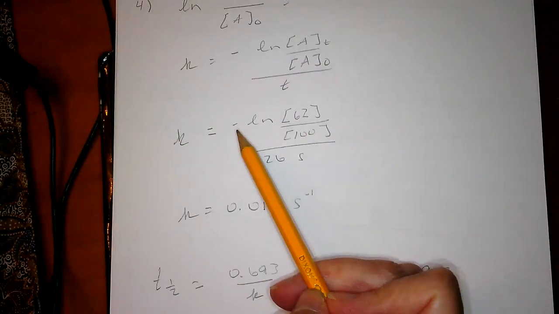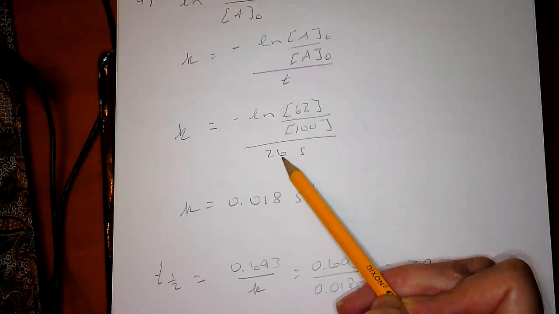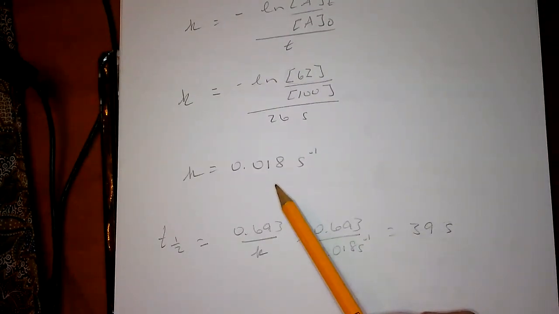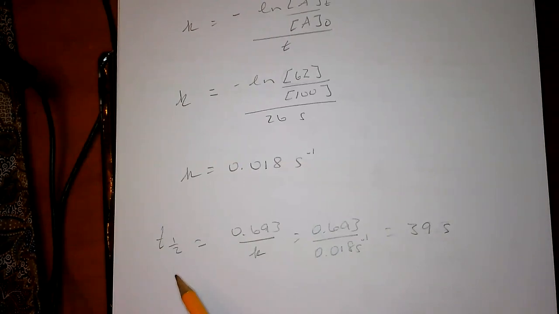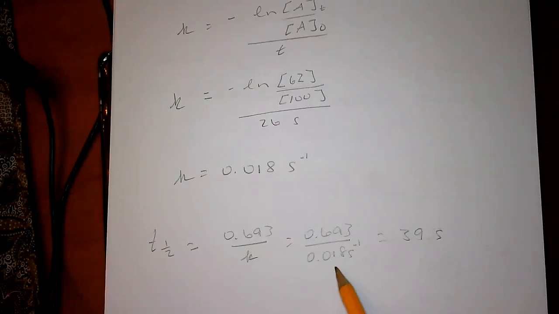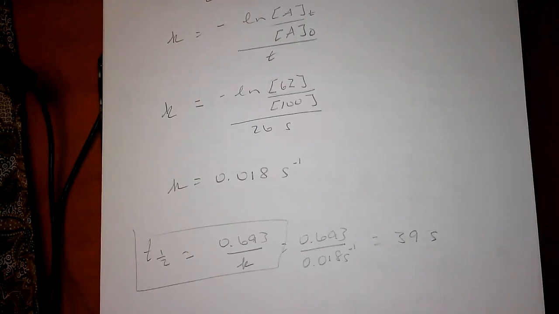So we take the negative ln of 62 over 100, divide that by 26, and that gives us our k value for that first order reaction. Since it's a first order reaction, the half-life is independent of the concentration. It's just the natural log of 2, which is 0.693, divided by k. So we divide 0.693 by 0.018, and that gives us 39 seconds. Okay, questions on number four? Again, the only way we know this is first order is that the question told us it was a first order reaction.